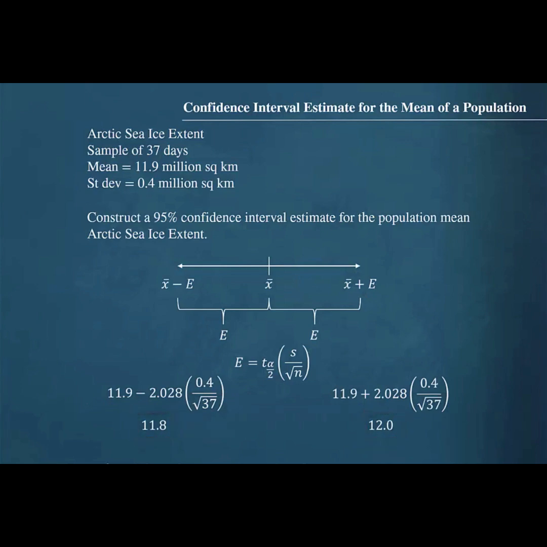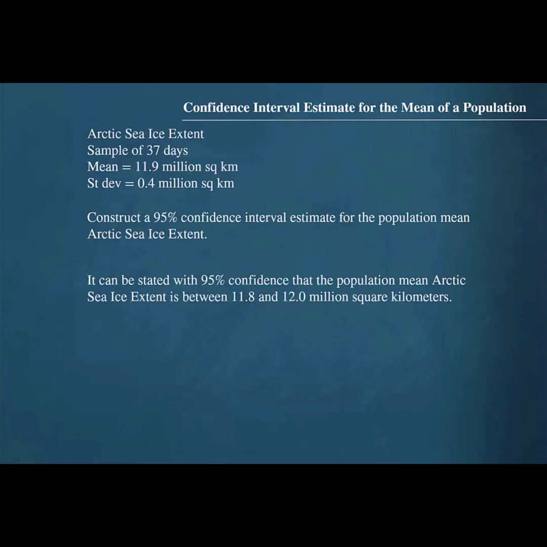Our interpretation of this interval will be stated as follows. It can be stated with 95% confidence that the population mean Arctic sea ice extent is between 11.8 and 12.0 million square kilometers.